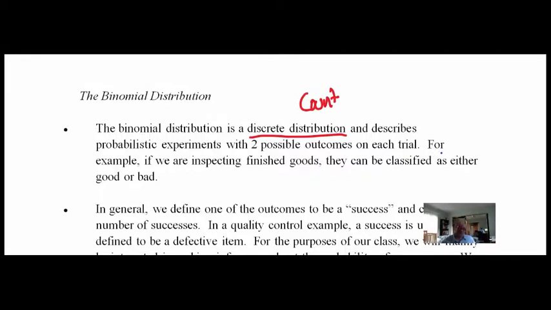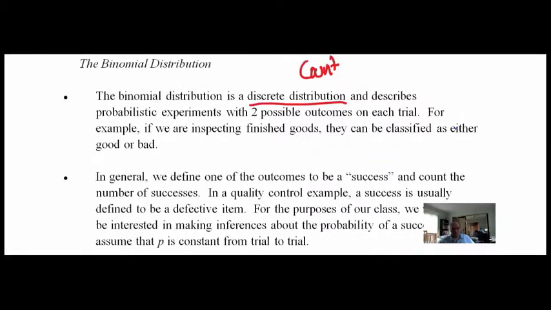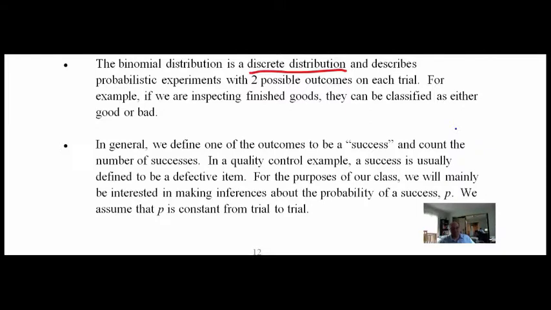So for example, our M&Ms keep coming up. We could say it could either be plain or peanut, right? If I have this big jar of M&Ms and there's only one of two possibilities, plain or peanut, that would be what we call a binomial distribution. In general, though, we have to figure out what would be a success, right? And then we count the number of successes.